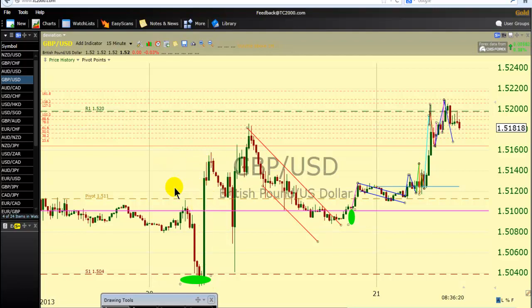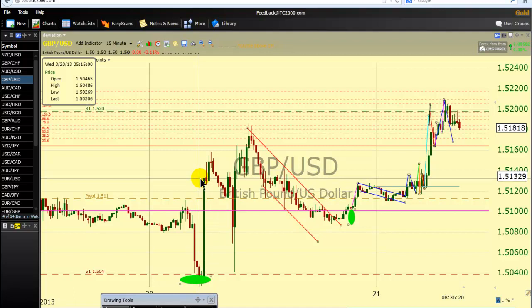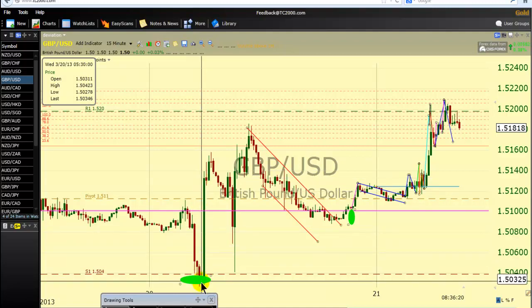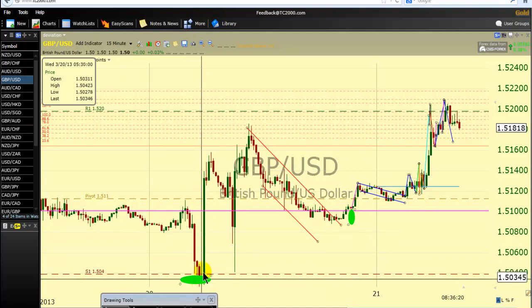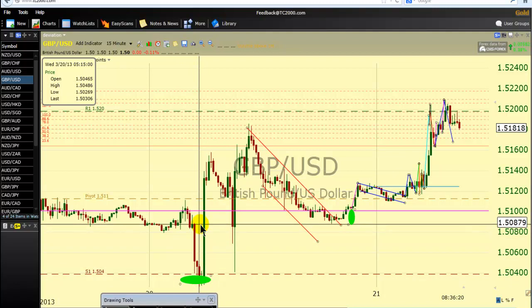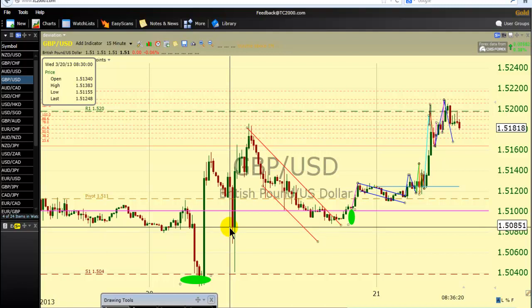Now, when you see a distorted candle, you highlight the high of the body. You see the body of this candle? You draw a line at the high. You also draw a line at the low of the body of that candle. And you draw the median line of that candle. You see the median line where I put it here? That's where the price changes direction. That's the median of this body.